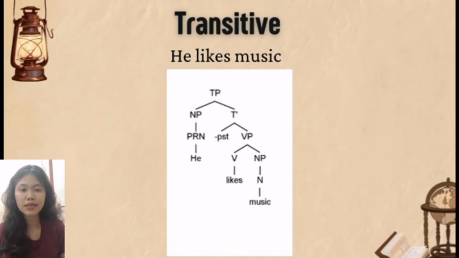For the second example, he likes music. In this tree diagram, he functions as the subject NP. The VP contains the verb likes and the object NP music. Although music does not have a determiner, it still forms a noun phrase and functions as an object. This confirms that likes is a transitive verb.